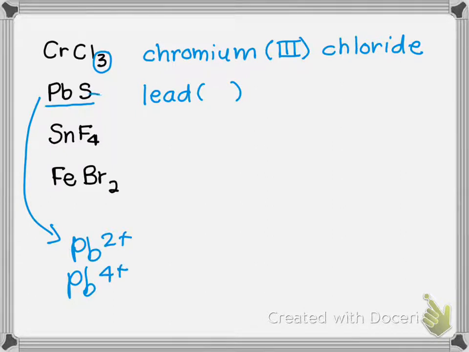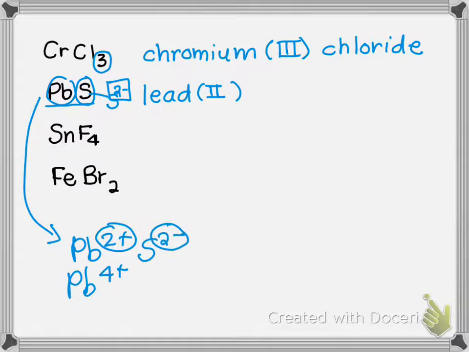So sulfur is in group 6A with oxygen. And from a previous video, we learned that group 6A forms a 2 negative. So since this is a 1 to 1 ratio, if sulfur is a 2 negative, then the lead has to be a 2 positive, because they would have to match, right? So if it's a 2 positive and a 2 negative, then they cancel. So this is lead 2 sulfide.